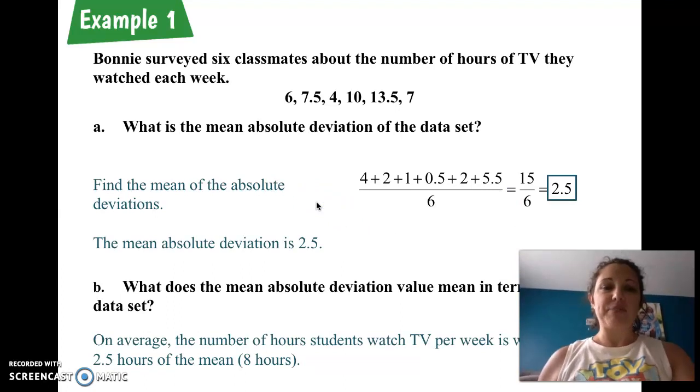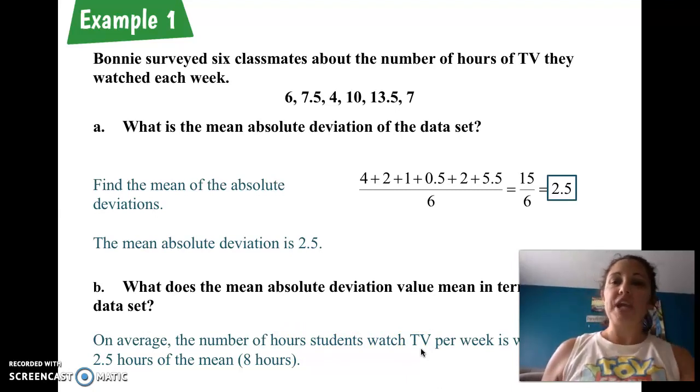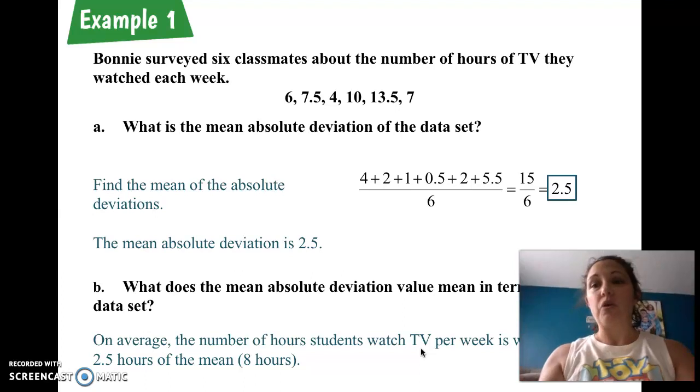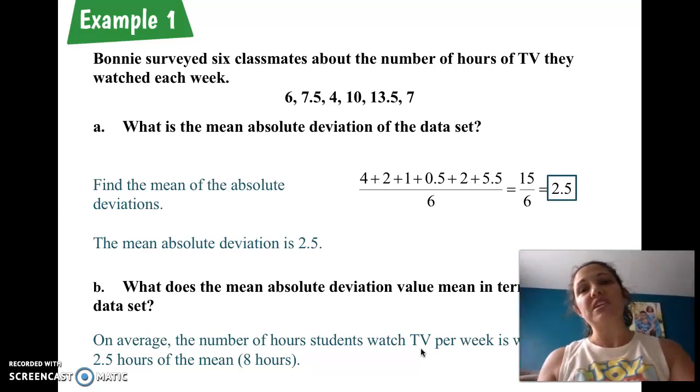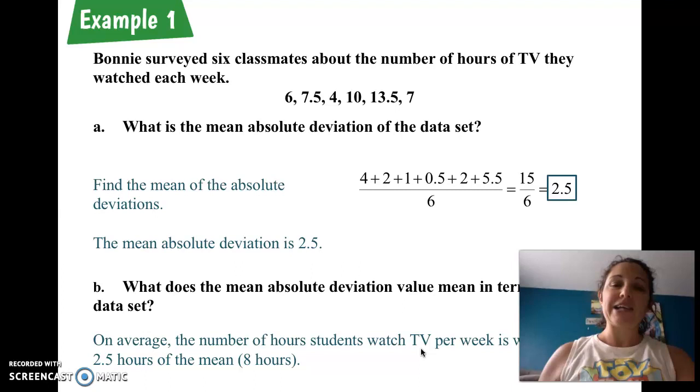So when it says here for B, what does the mean absolute deviation mean in terms of the data set? On average, the number of hours students watch TV per week is within about 2.5 hours of the mean. So on average, they watch 8, they're about 2.5 away. So 2.5 more, so around 10.5, or 2.5 less, which would be 5.5.